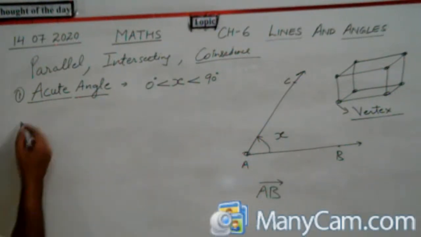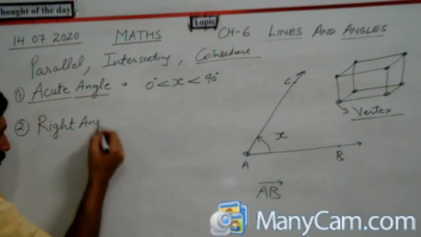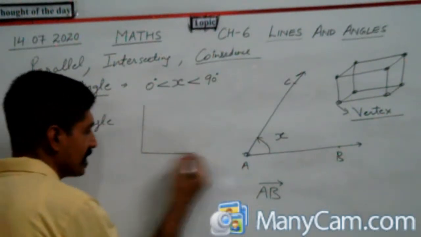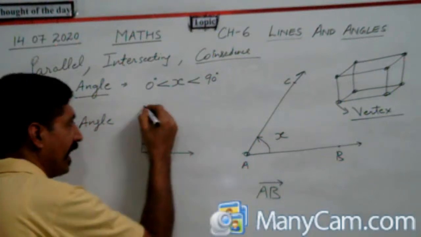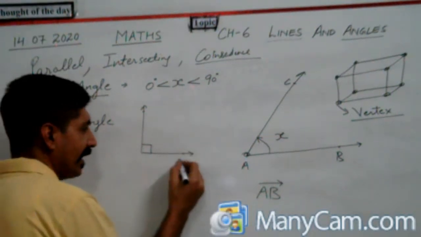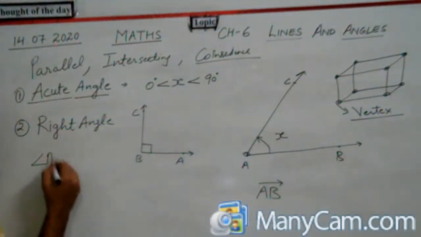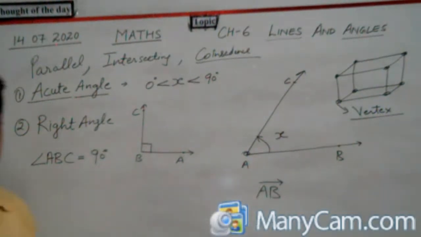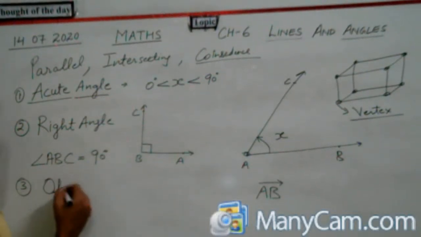Then we have already studied what a right angle is. If I am drawing this line here between the angles, then here this angle ABC is what? 90 degrees, right? Then third, we have already studied the obtuse angle.